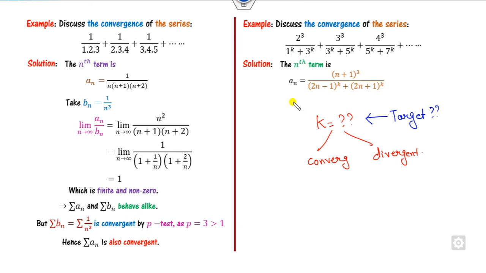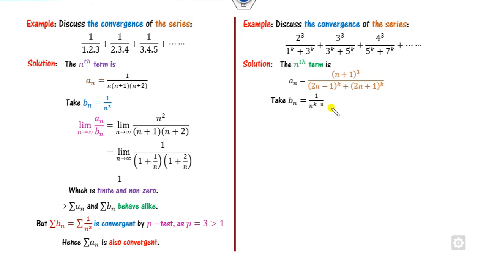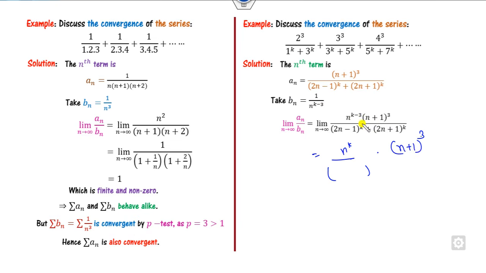How do you find it? Firstly you can find the value of the bn. What is the highest power of n in the numerator? That's n cube. The highest value of n from here is n raised to power k. So this is my bn. That is, I can write this as 1 upon n raised to power k minus 3. Now you can take the ratio. I can write this number as n^k separately and n plus 1 cube, and this is n raised to power minus 3 I can write here. So I can write like this.